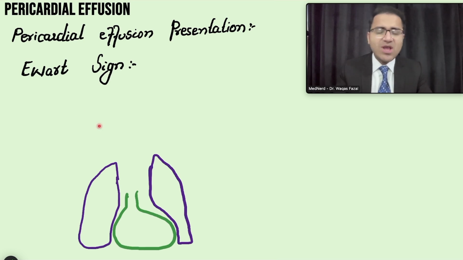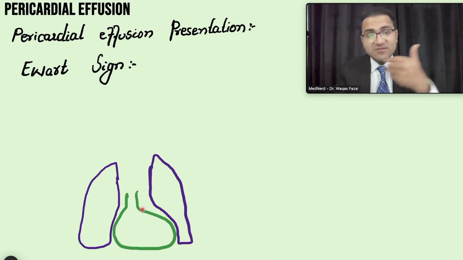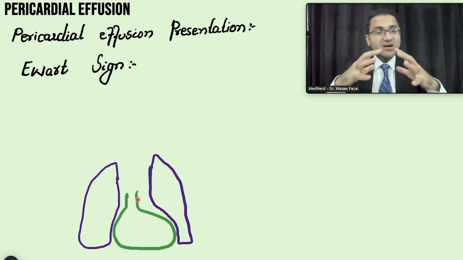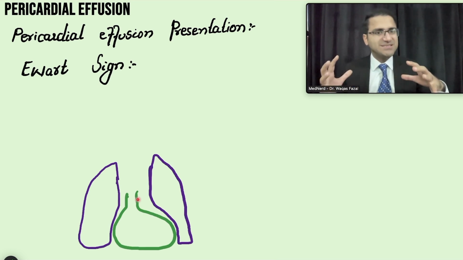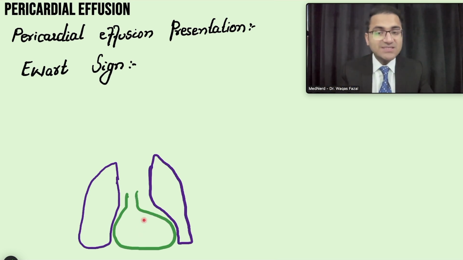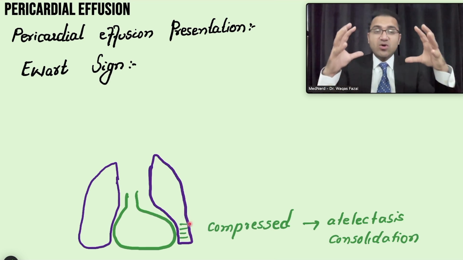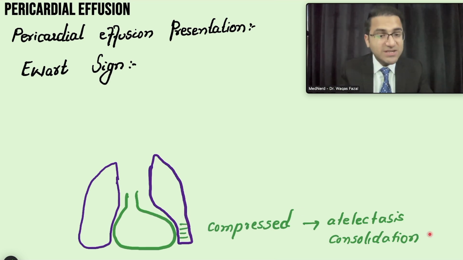What is Ewart sign? Basically, the heart is present in the left side of the chest cavity, and when pericardial effusion develops around the heart, its size will increase and it will compress the adjacent structures. The increasing size of the heart will compress the lower lobe of the left lung. This compression leads to atelectasis of the alveoli of the left lower lobe. When the alveoli collapse, this can result in consolidation. Atelectasis and consolidation of the left lower lobe can be seen in these patients.